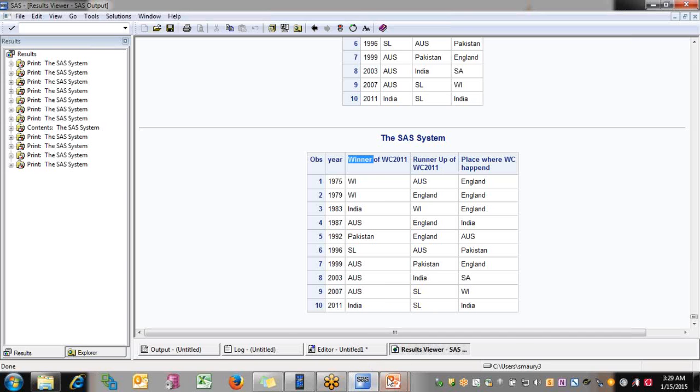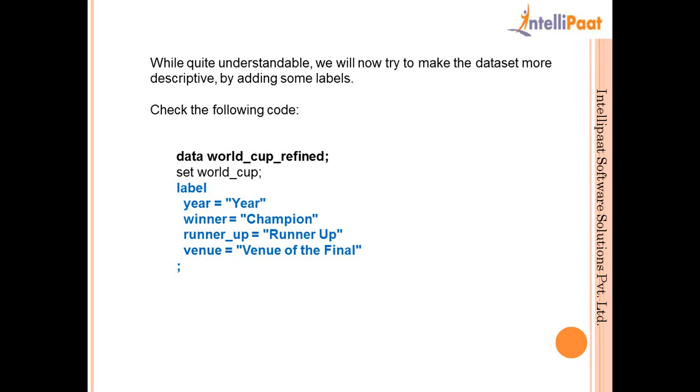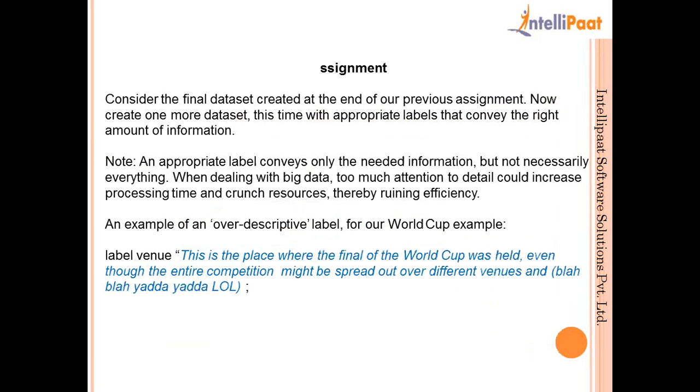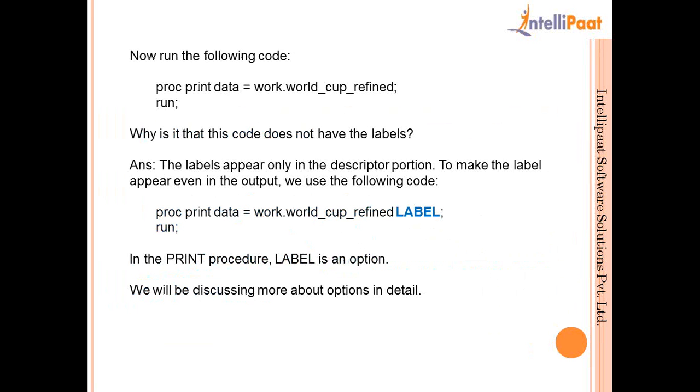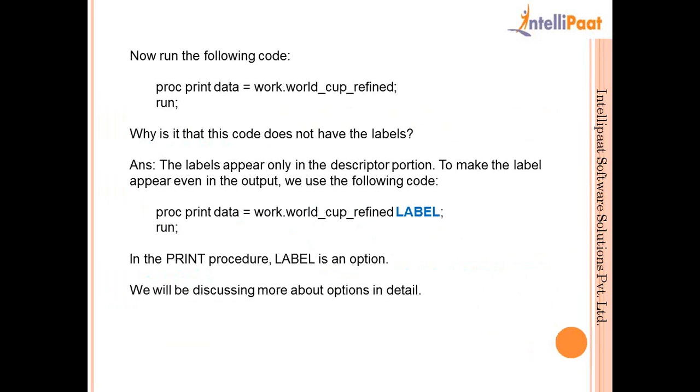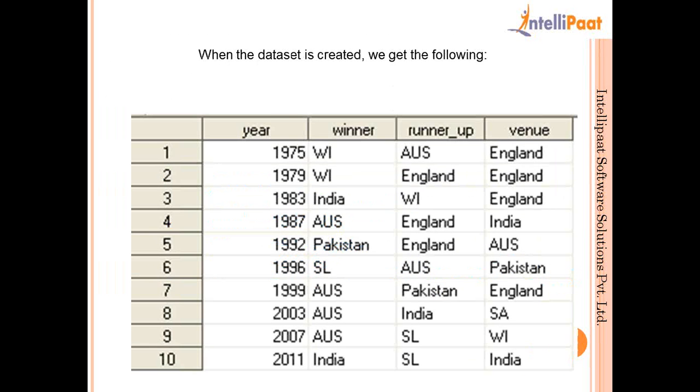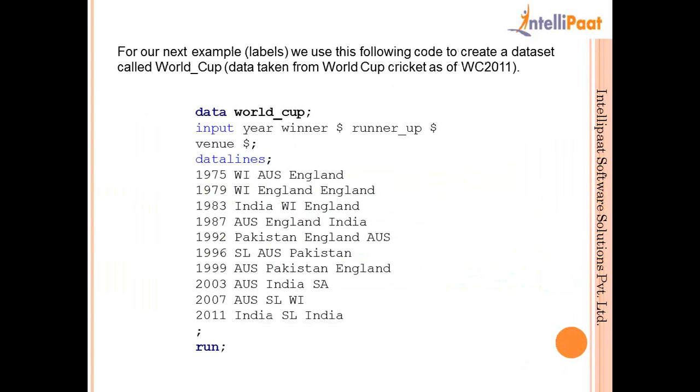So we have seen the labels first. There is an assignment which you will be doing, and then we'll talk about format. But before that, labels are for presentation purposes. Now there are two things. One is that you can show the labels in the output window only, that is for presentation purposes, and in that situation you are not saving them with the data.